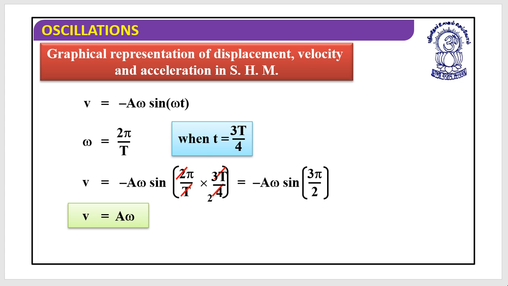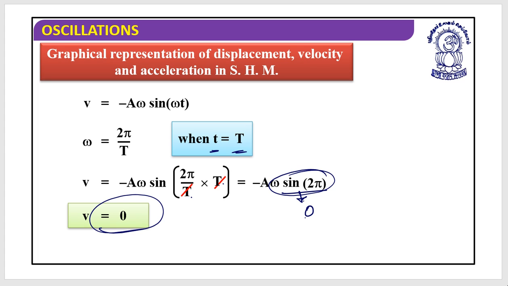Next is the instant when time t is equal to 3T by 4. So this will give me minus a omega sine 3 pi by 2, and that will give v equal to a omega. And it is at when t is equal to capital T. If I put this in, it's sine of 2 pi, which is 0 degrees, it's 0. So if it is 0, it is minus a omega into 0, and this velocity will be 0.